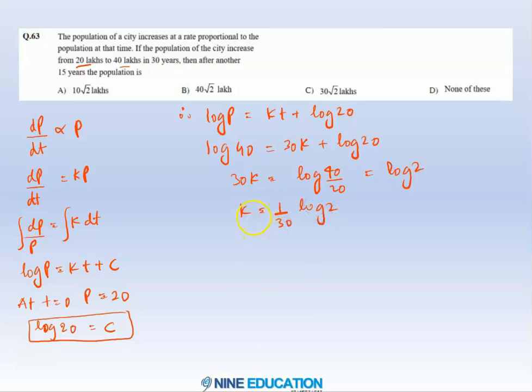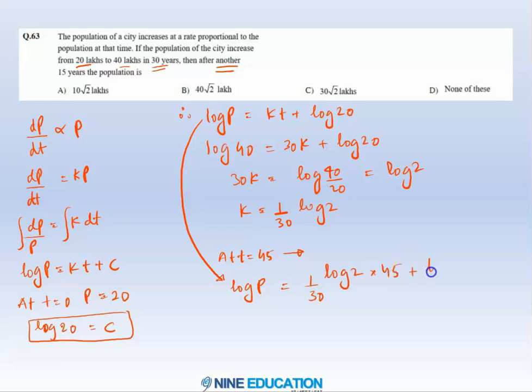Now they are asking for the population after another 15 years. So this word is important. After another 15 years means what? Already 30 years are over, and after another 15 years means t is equal to 45 years. So we can apply the given equation, log p is equal to kt plus log 20. So k is 1 by 30 log 2, time given is 45, plus log 20. So this comes out to be 3 by 2 log 2.